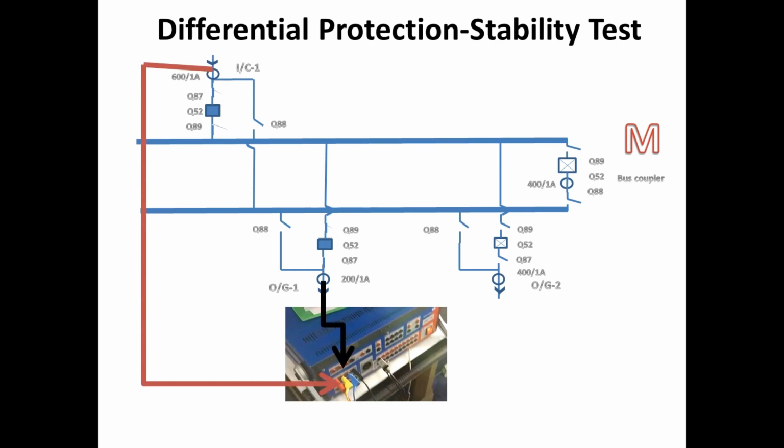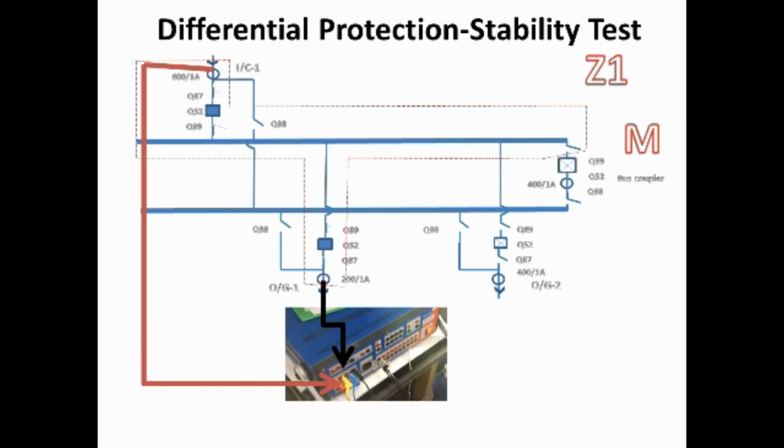From the current cable 1, I connected to incomer, and set 2 I connected to outgoing 1. For checking this secondary testing, we have to give the closing feedback for Q52 and Q89 for checking zone 1, and for checking zone 2 you have to give feedback of Q88.